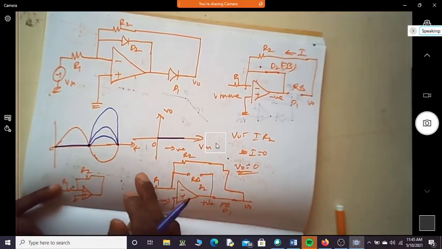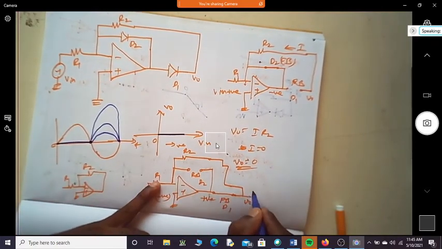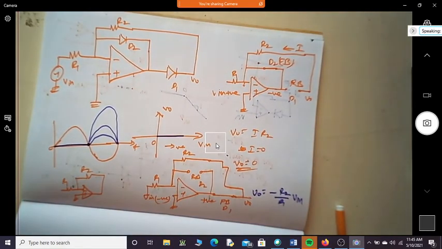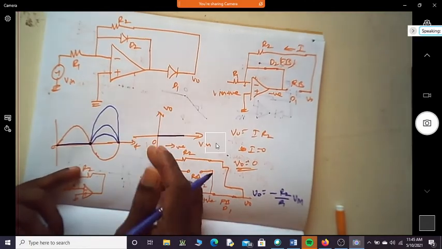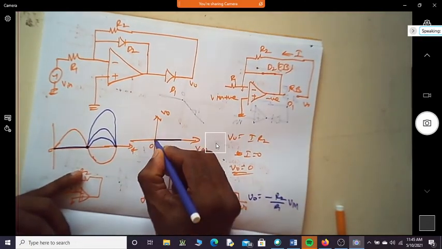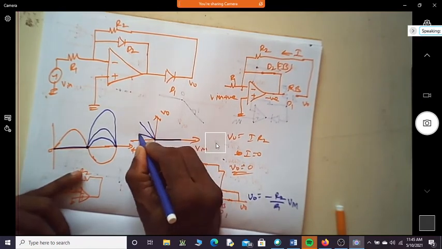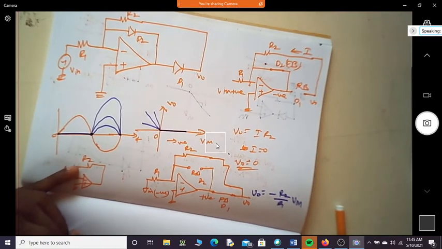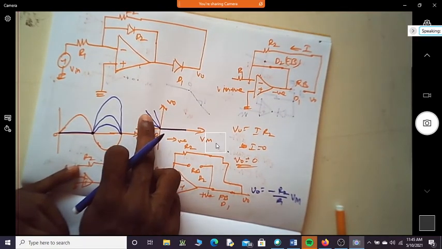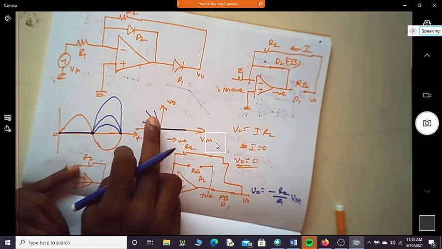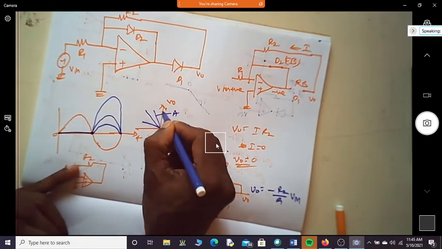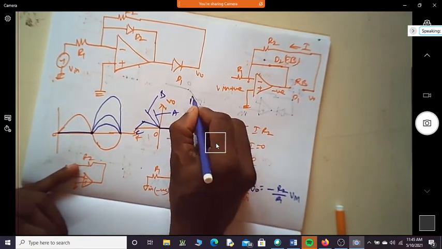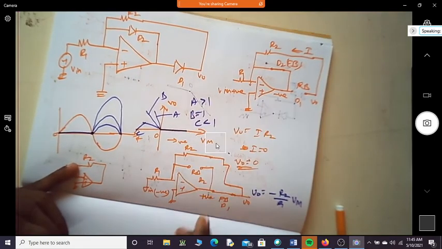Depending on the ratio of R2 and R1, shall I write now V naught is equal to minus R2 by R1 into V in? So how does the transfer characteristic look like? Will it look like this, this, this? It can be any slope. Here this is less than 1, equal to 1, more than 1. Correct? If I say this is slope A, this is B, this is C: B is equal to 1, A is greater than 1, C is less than 1.